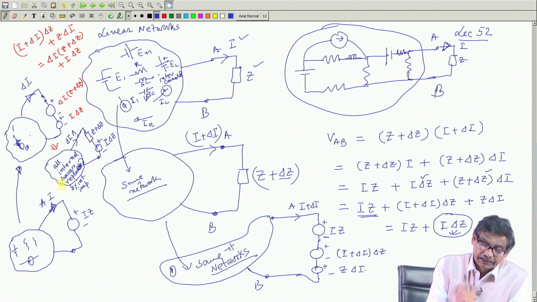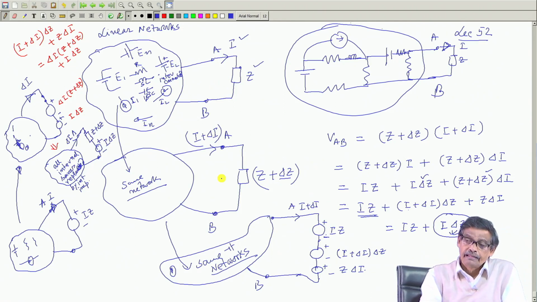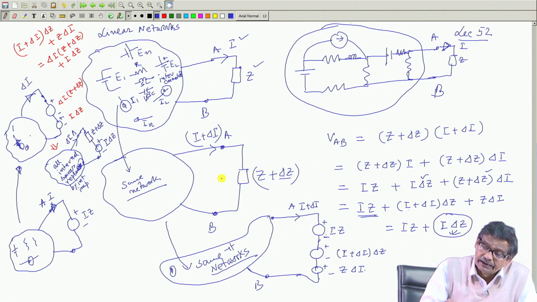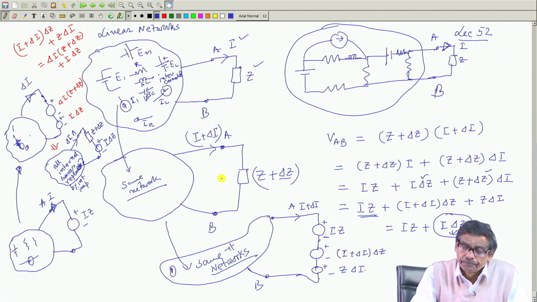Got the point. Therefore, one option is to connect the new impedance Z plus delta Z and resolve the network with all sources of the network present with this impedance Z plus delta Z. You can solve for this current the same way you did when only Z was present, that is a straightforward solution, no problem. But we were looking at some different way whether it can be solved.